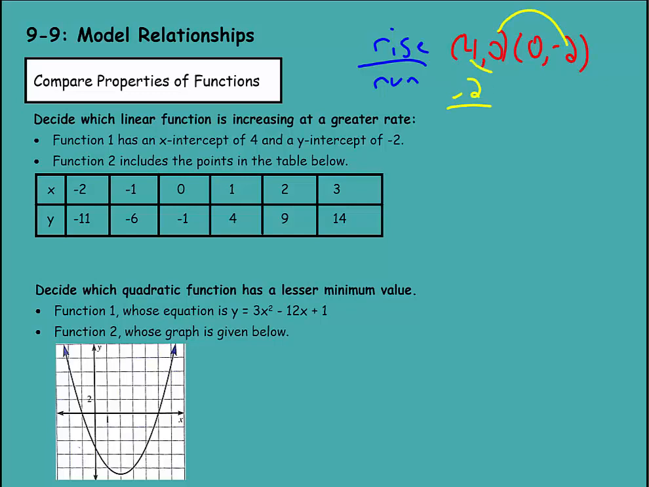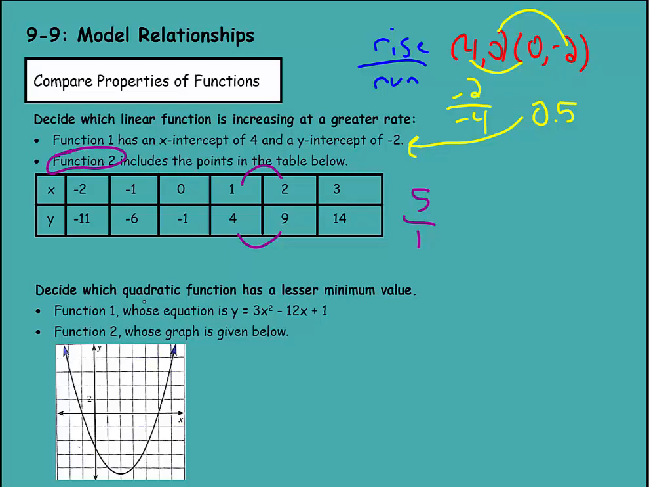Our run would be -4. -2 divided by -4 is 0.5 for a slope for function 1. Function 2 now. Tables are a little bit easier in my opinion, especially when I see that there's a run of 1. What's the rise? The rise is 5. So a slope of 5 over 1, or 5, is much bigger than 0.5. So we're going to say function 2 has the greater slope.